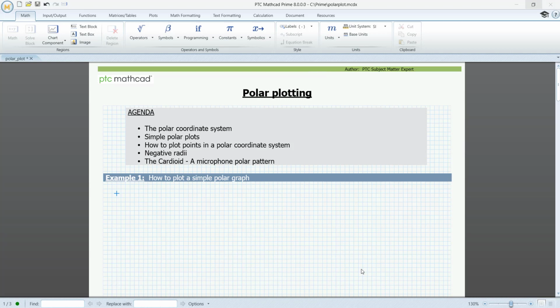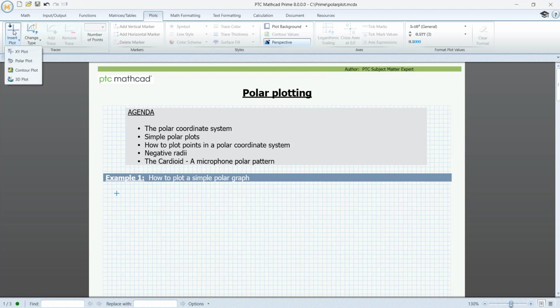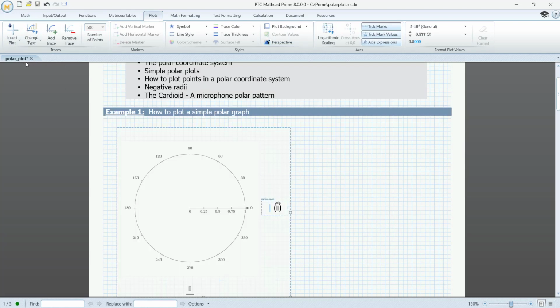Let's insert a polar coordinate system. Go to the Plots tab, Insert Plot, Polar Plot. A polar coordinate system is a two-dimensional coordinate system in which each point is determined by a distance from a reference point, called the pole, and an angle from a reference direction, the radial axis.